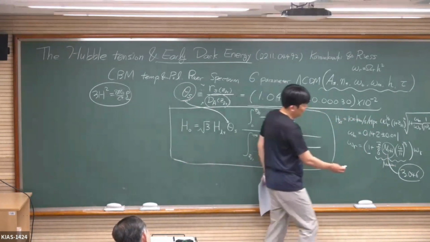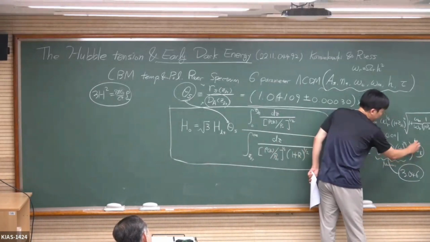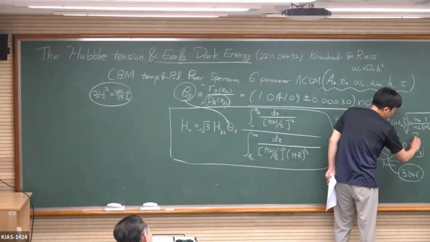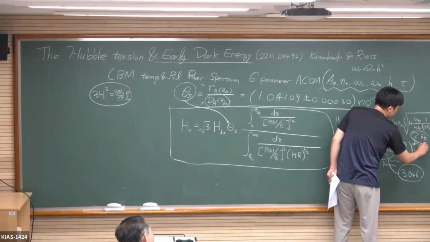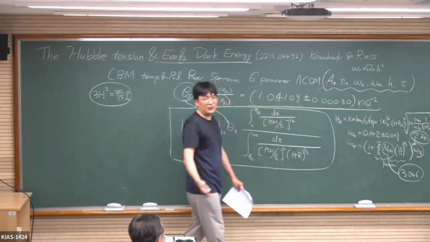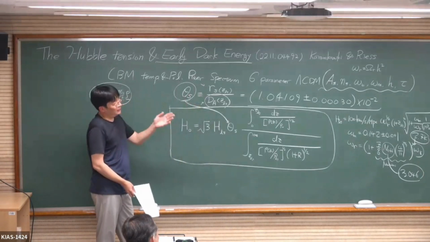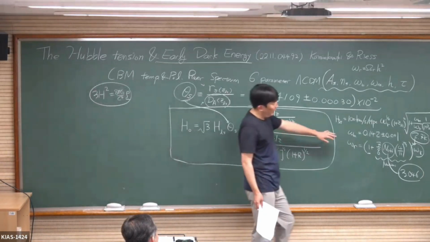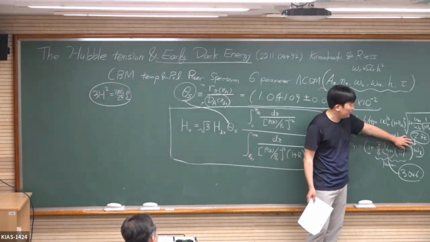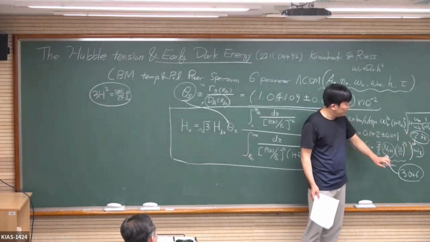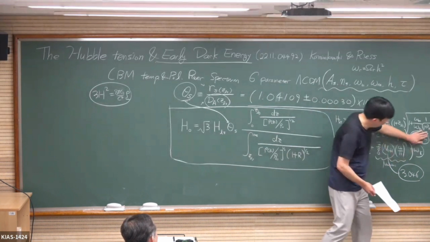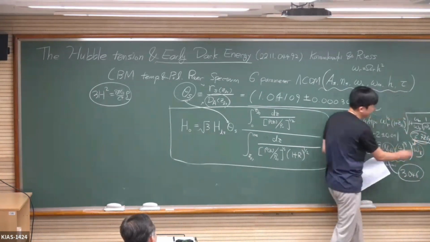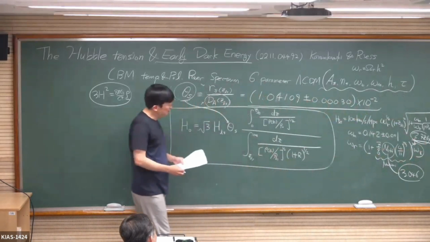But then there's omega_gamma that we know very well, because the CMB is a black body at 2.7 Kelvin. If you know the temperature of the CMB, you can compute the energy density of the CMB very well. So this is as accurate as the 2.726 Kelvin.